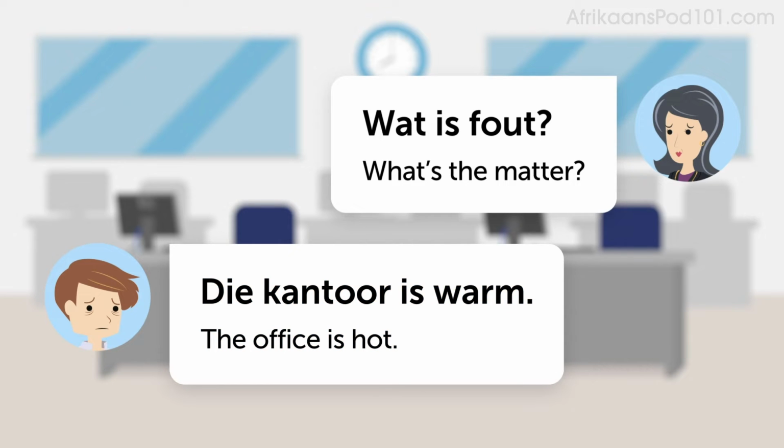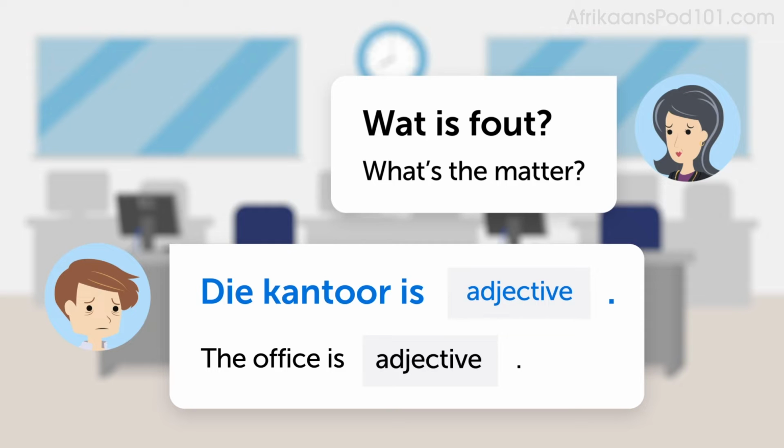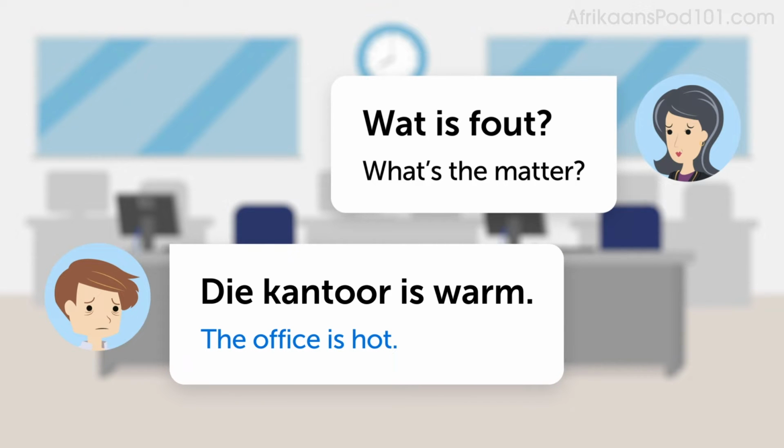First of all, you'll need to learn how to say, what's the matter? That's: Wat is fout? Listen to it again. Wat is fout? Now, how do you answer this question? The pattern is Die kantoor is, adjective. The office is, adjective. For example, the office is hot. Die kantoor is warm.